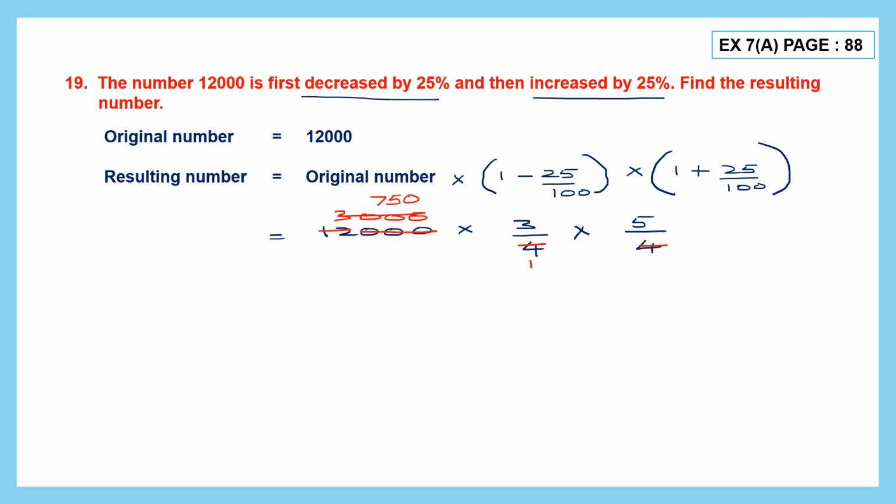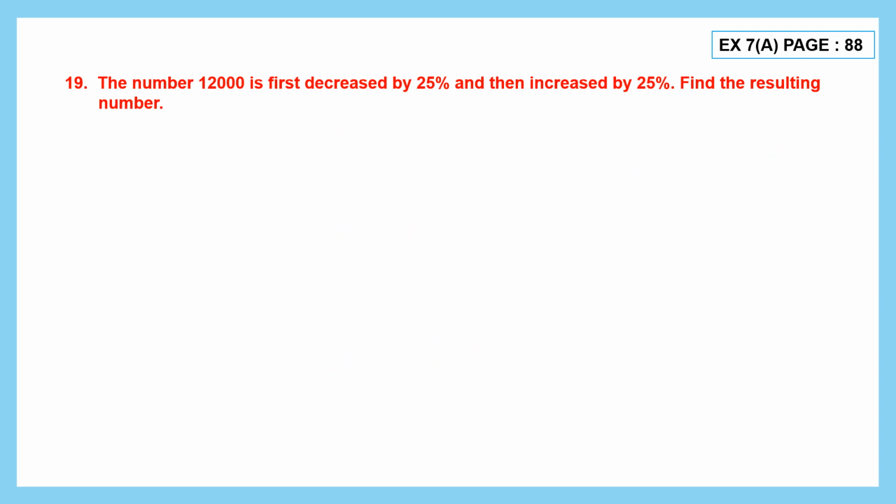Now we have to multiply the numerators. That is 750 into 3 fives are 15. So multiply this and we will get the resulting number. And the resulting number is 11,250. So this is one way of finding the resulting number. We'll try the other way also. So let's try the other way of doing it.